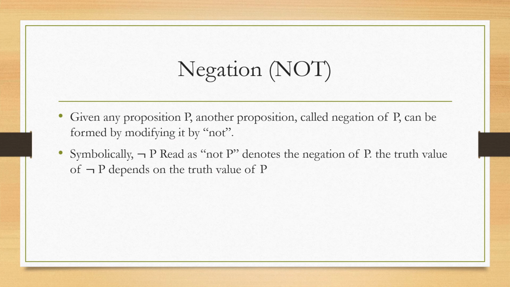Next we see negation. We call it NOT. Given a proposition P, another proposition is called the negation of P, which is nothing but not P. We read it as not P, which denotes the negation of P. We can also write this negation symbol as tilde. The value of negation P depends on the truth value of P.